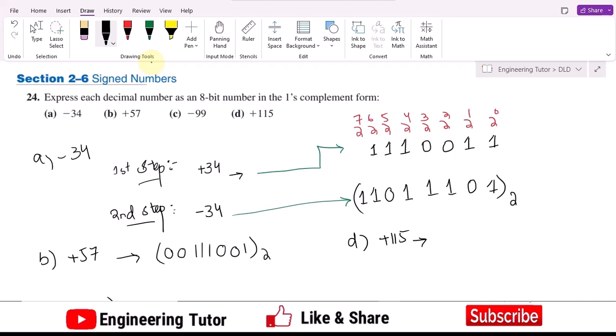This is basically the binary representation, and there is no need to take the ones complement of it. So therefore this will be 0 1 1 0 0 1 1. That is the binary equivalent of this plus 115. So that is the end of my question, in which I have represented the negative numbers with the ones complement, and similarly the positive numbers are represented by the corresponding binary numbers.